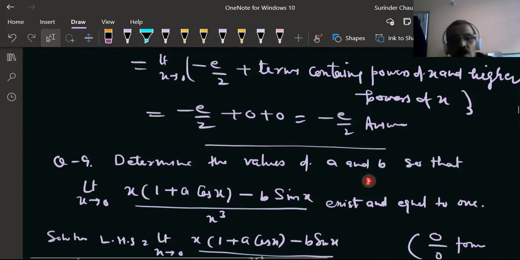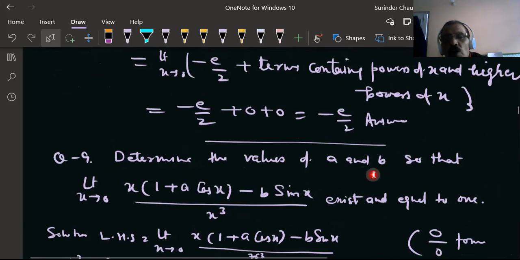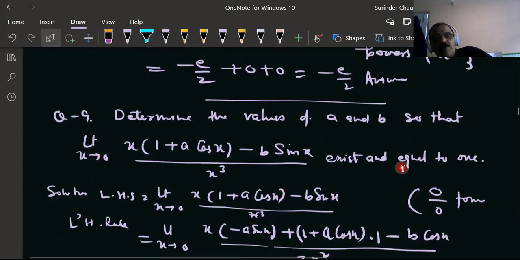Now the next question is: determine the values of a and b so that the limit as x tends to 0 of (x(1 + a cos x) − b sin x)/x³ exists and is equal to 1. This limit exists, which gives us the hint. We have to find a and b, so we need to form two simultaneous equations in a and b.